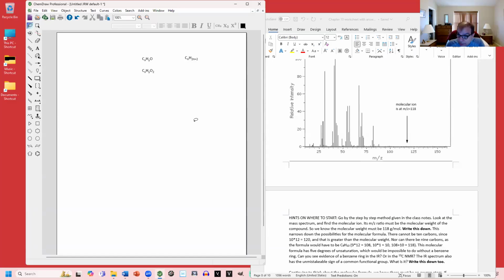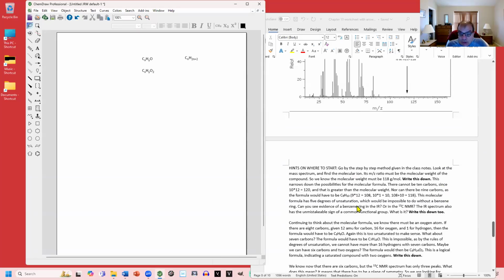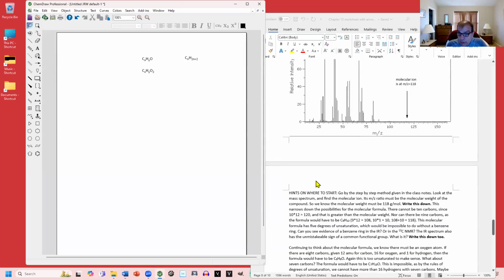It's not absolutely limitless. There are certain restrictions on what the molecular formula has to be. So we know everything needs to add up to 118, and I show in the hints where to start. We said there cannot be 10 carbons, because that's greater than the molecular weight. If there were only 9 carbons, then the formula would have to be C9H10, and I'm having a real hard time coming up with a formula that unsaturated. It is 5 degrees of unsaturation, and you would need a benzene ring to do that.